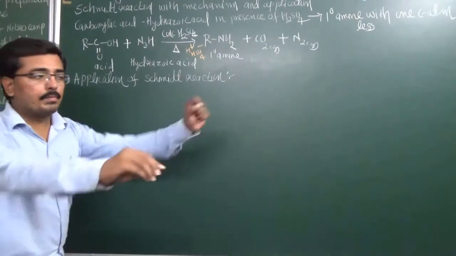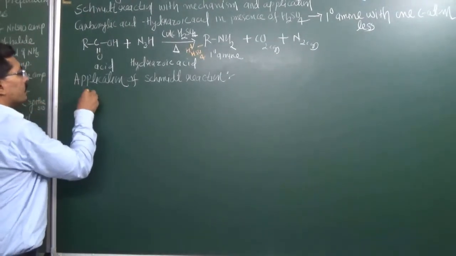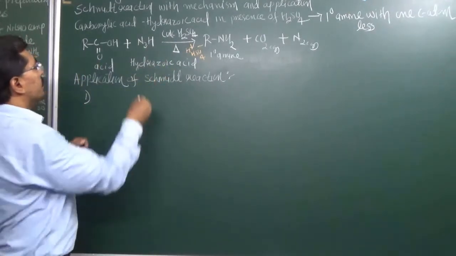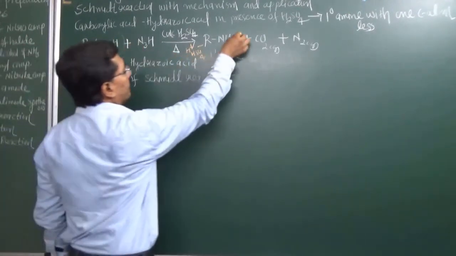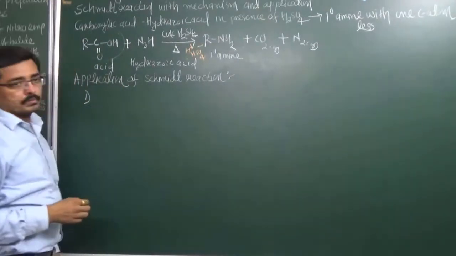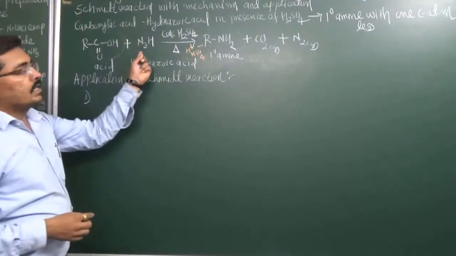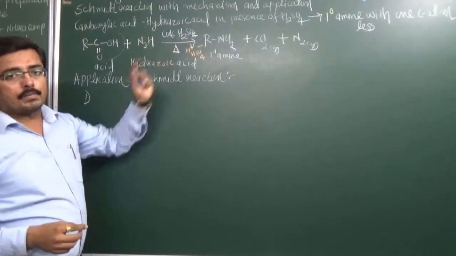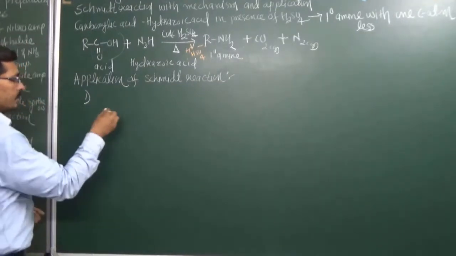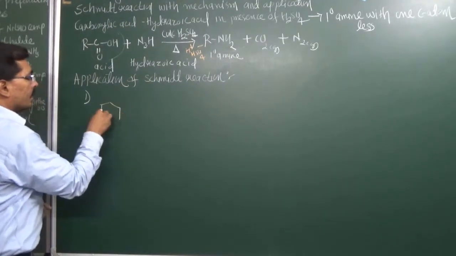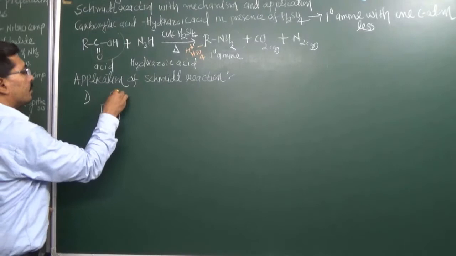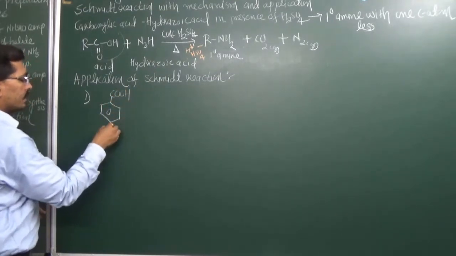Now, a variety of applications of Schmidt reactions. In Schmidt reactions, the carboxyl group, COOH, is directly converted into an amine, NH2, and the condition is hydrazoic acid, N3H, in the presence of concentrated sulfuric acid. So now, the first application. We have this structure, COOH and here CH3.